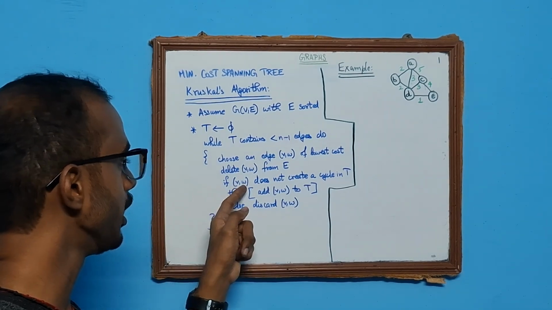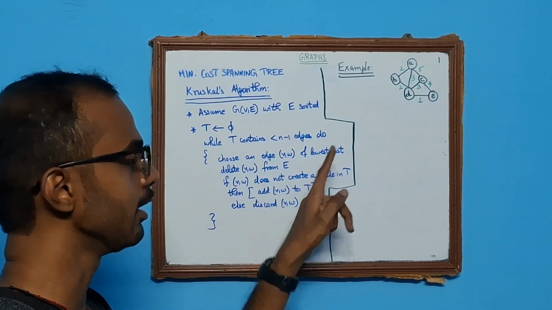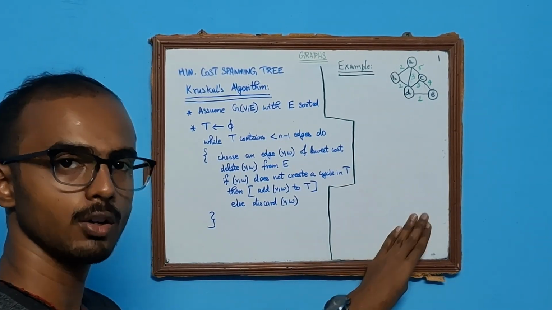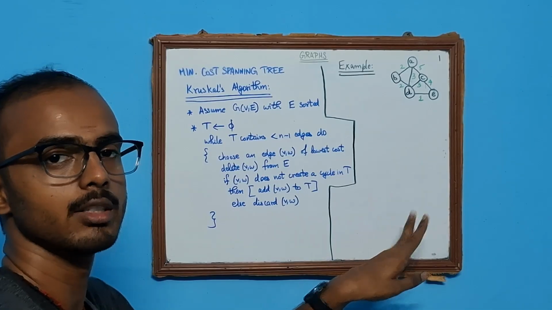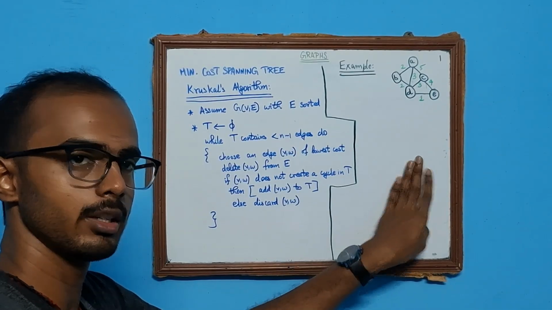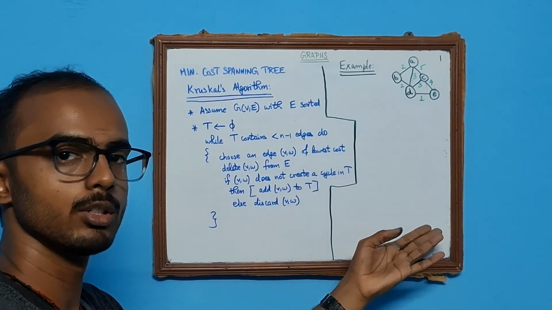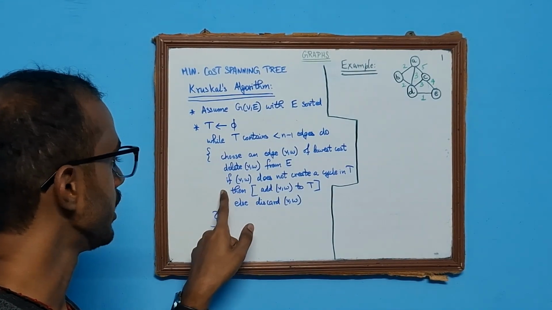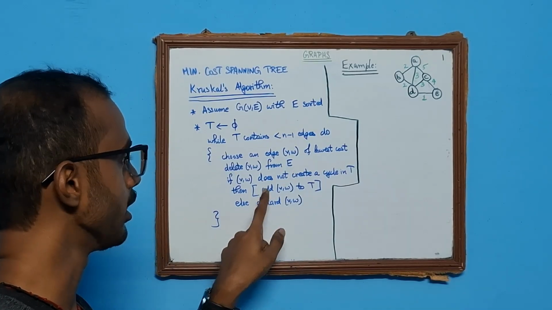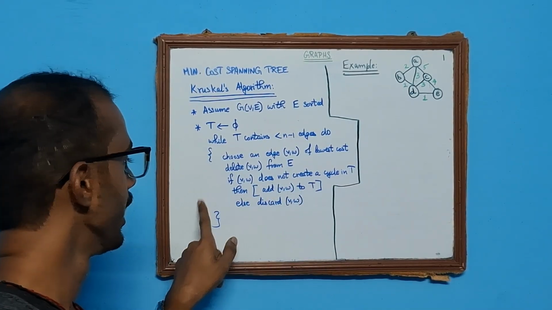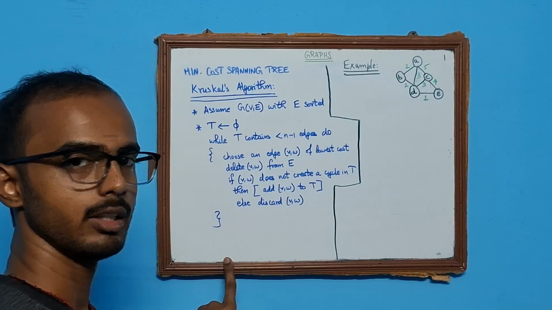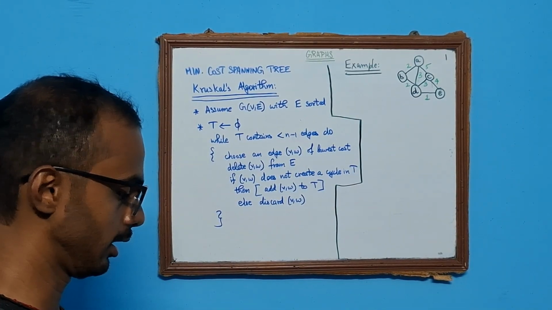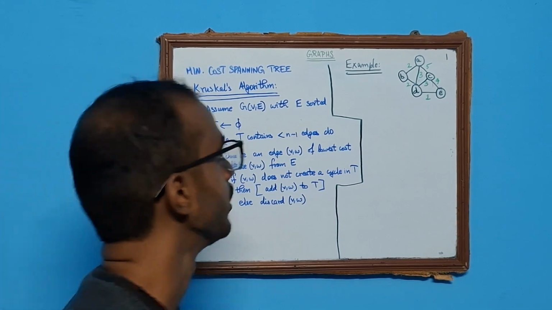And then if that particular edge does not create a cycle in the spanning tree that we already have, because if it creates a cycle it will not be a tree, you just add it to the spanning tree. If it creates a cycle, you just discard it. That's it. That's written here. If it does not create a cycle, add it to the spanning tree, else discard that edge, and then complete the algorithm. Now let us start running this algorithm on this example.